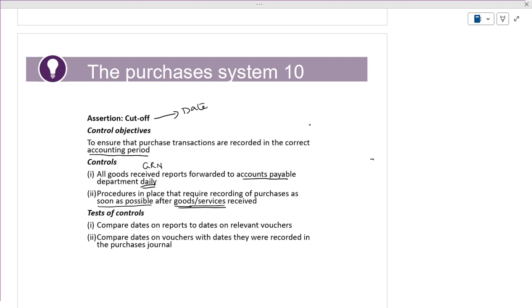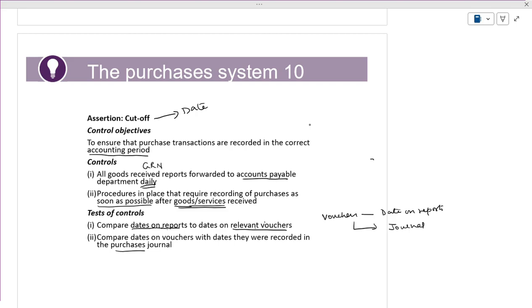What you are doing? You are comparing dates on the reports, and dates on the vouchers. What is the voucher date and what is the entered date? Next, compare dates on voucher with dates on the purchase journal. See what we are doing? We are talking in terms of vouchers and dates on reports. Again, we are talking about the vouchers and we are saying what is the date which we have entered.